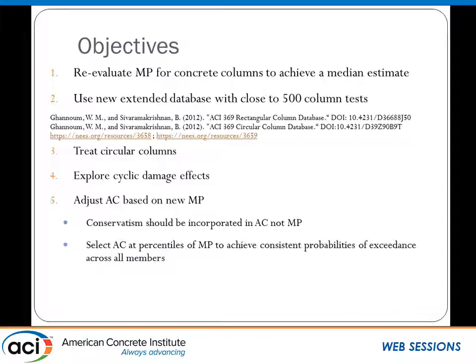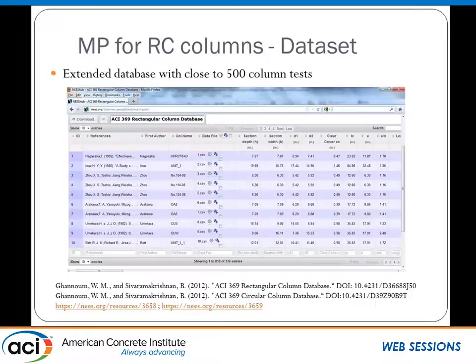I'll talk about it a bit. And finally, adjusting the acceptance criteria based on the new modeling parameters that are defined at the median value, and incorporating that conservatism in the acceptance criteria. I'll talk about this a bit later. Select acceptance criteria as percentiles of modeling parameters, not percentages, which makes a difference.